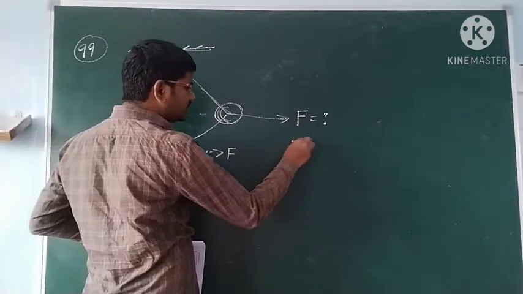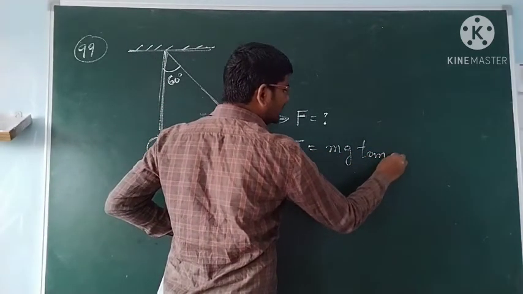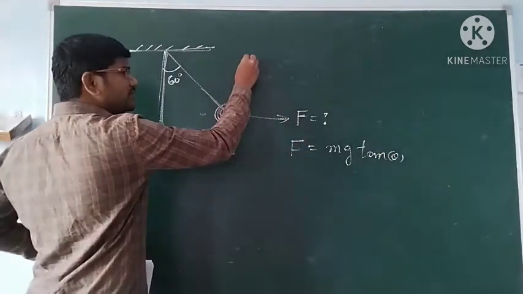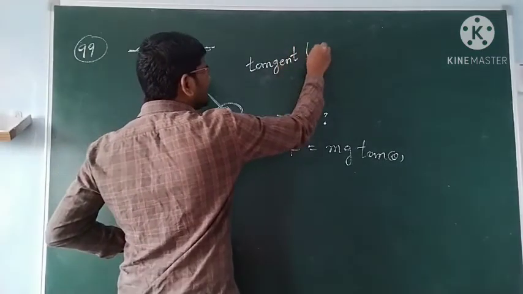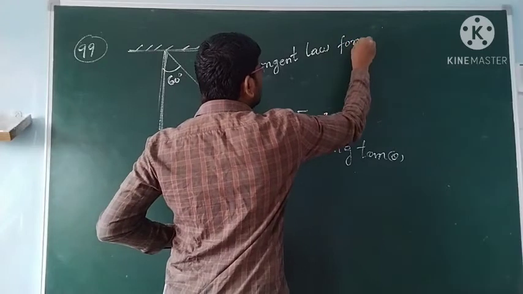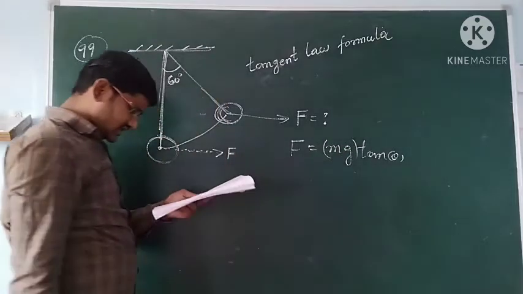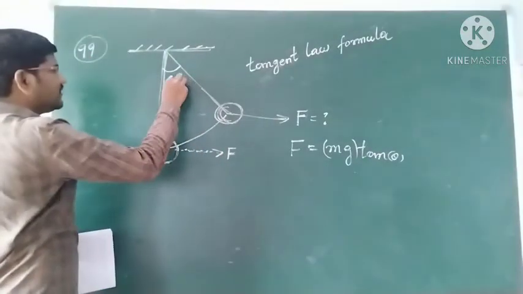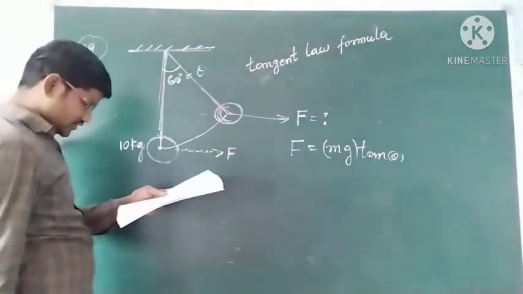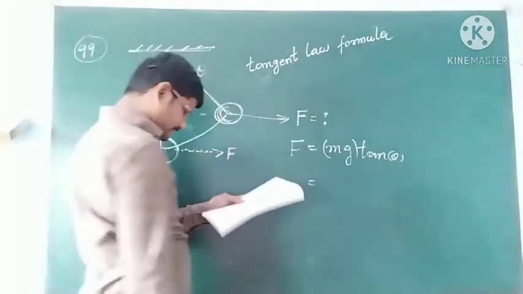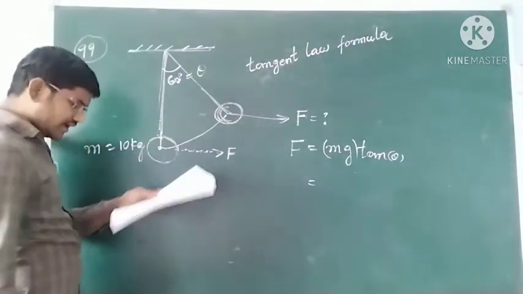So we know that F is equal to mg tan theta, and this is from the tangent law formula. F is equal to mg tan theta. Use it, students. Theta is given as 60 degrees and the mass is given as 10 kilogram. So a 10 kilogram body is suspended, and this is the mass value, and the options are in kilogram weight.